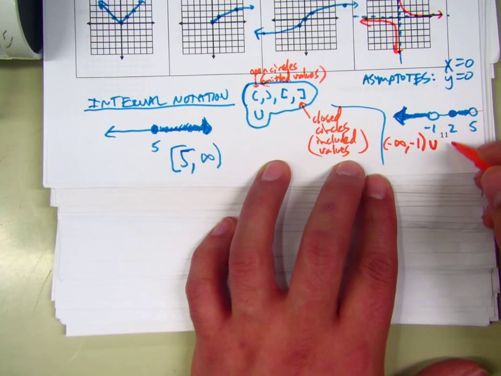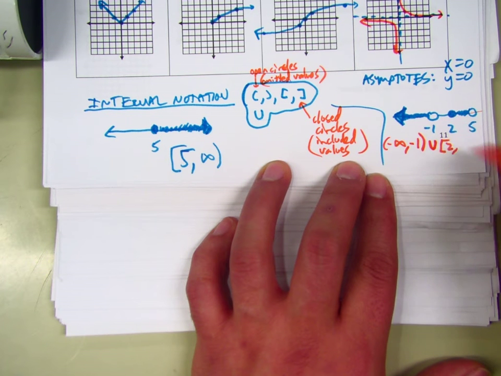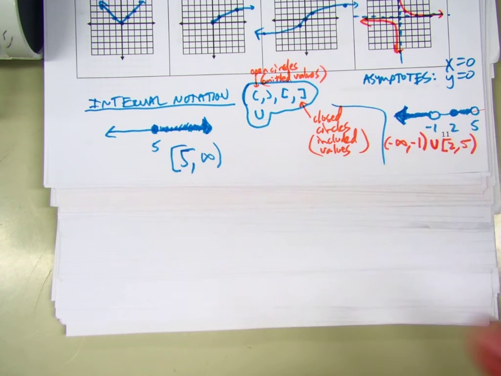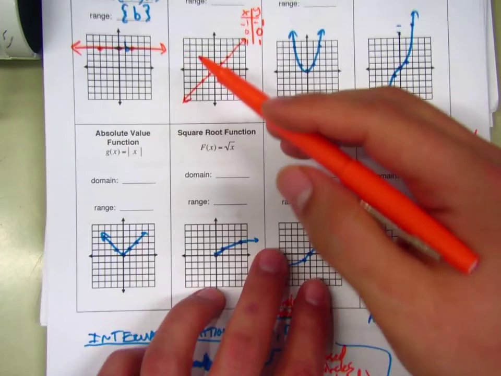Where's my next starting value? At 2. Do we want to include that one? So that's a bracket. And then where do I stop? 5, and that should be with a parentheses. Okay, if this kind of makes sense, that's really all we need to understand for interval notation. So here's what I'd like for you to do, and then I'll go over these with you guys. If you could look at your pictures.